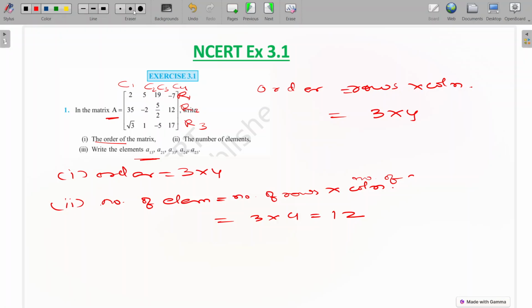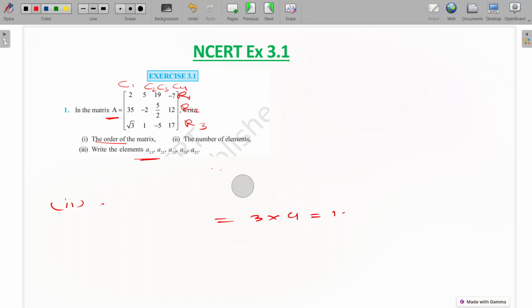Now let me first clear the previous one. For the third one, it's asking for a13. So a13 will be the first row and third column. So a13 will be 19. Second, it is asking for a21. So a21 will be the second row and first column. So it is 35. So a21 is 35.